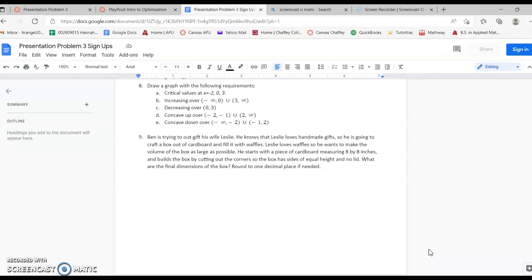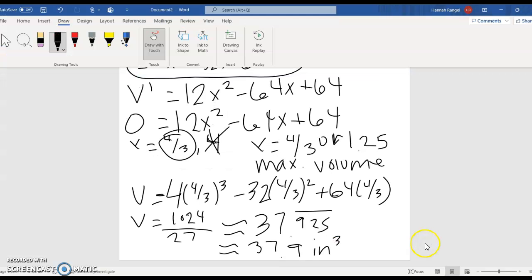And go back to the original equation, and you can say that the final dimensions of the box is going to be: length is 1/8, width is 1/8, height is 4/3. So I guess 8 by 8 by 4/3 is the dimension of the box.